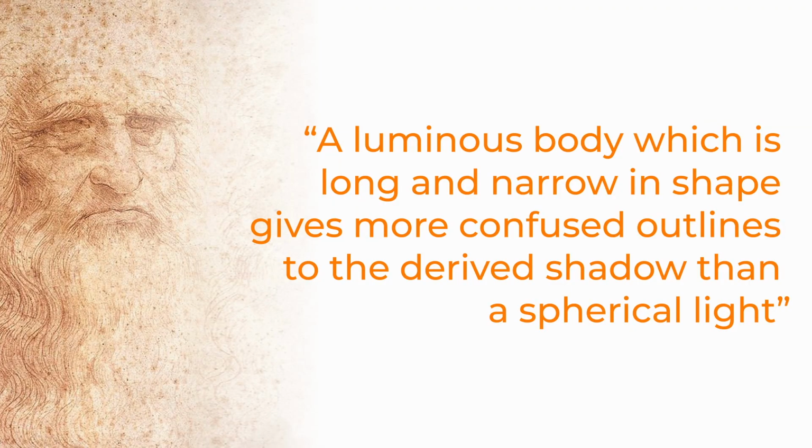In fact, he even had specific advice for strip softboxes. A luminous body which is long and narrow in shape gives more confused outlines to the derived shadow than a spherical light. So I guess we need to be careful with them.